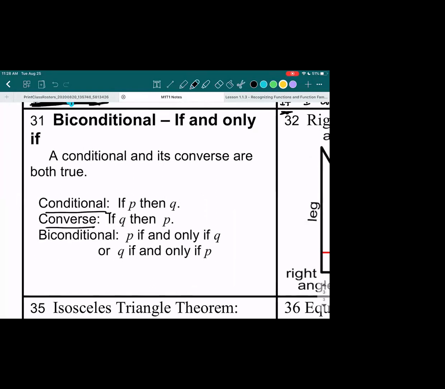So let me give you the conditional. If a polygon has 3 sides, then it is a triangle. Oh no, I ran out of space. Okay, here's a conditional statement. If a polygon has 3 sides, then it is a triangle.